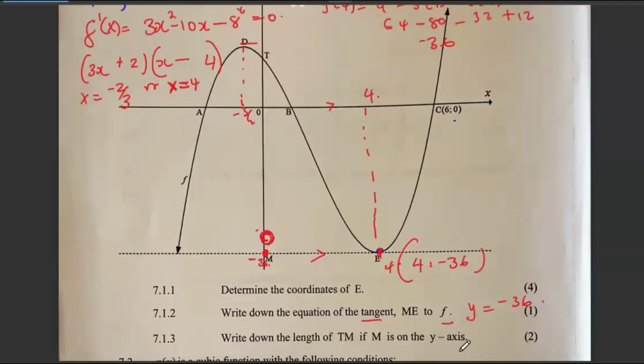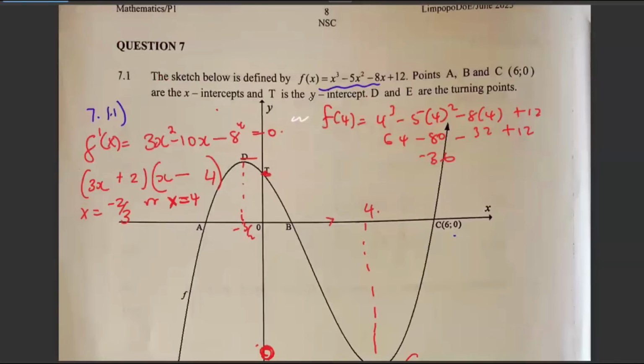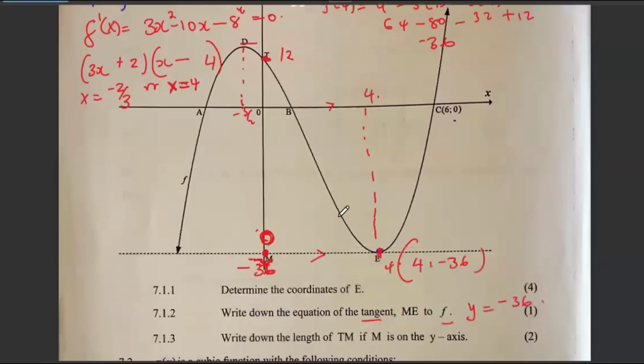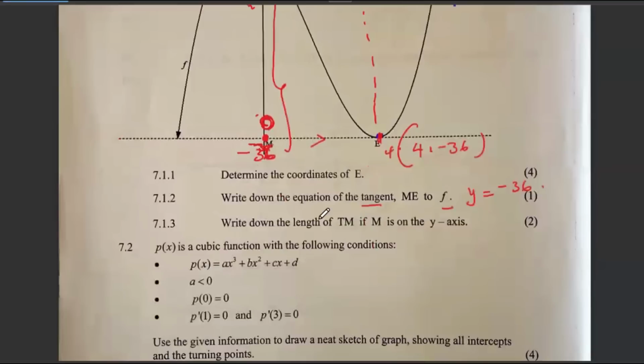Oh, this is TM. So if this is negative 36 for the y, what is the coordinate of this y-intercept from the equation? It's here. It's a 12. So we're going to get the 12 plus the 36. I'll either say 12 plus 36 to give me 48 units, or I'll write it as 12 minus negative 36, which is 48. Or you can use your distance formula, whichever way you want to do it, okay?